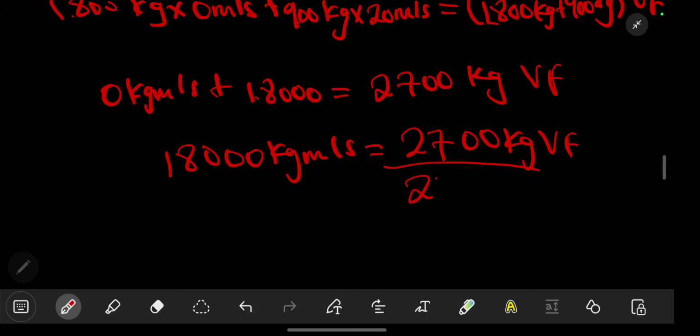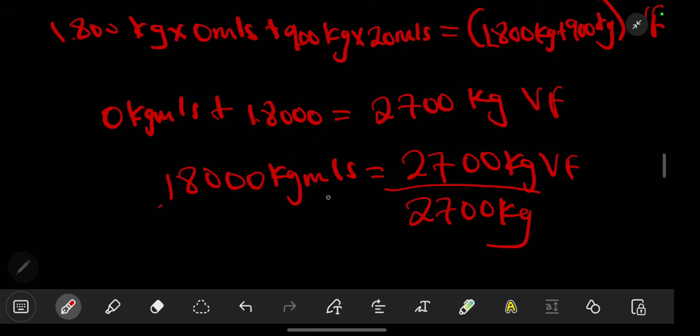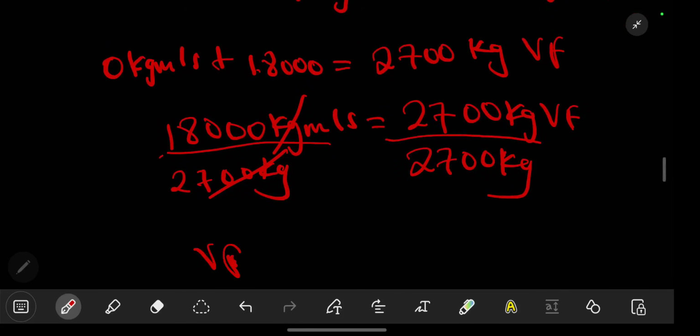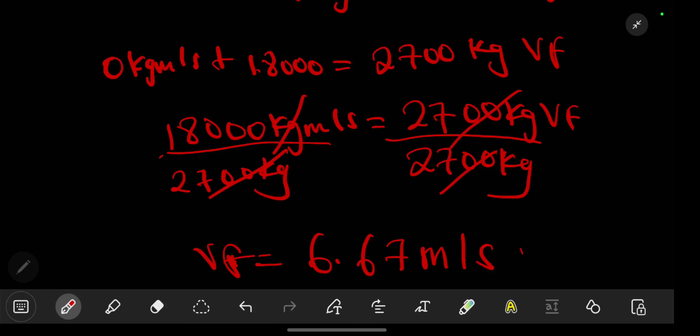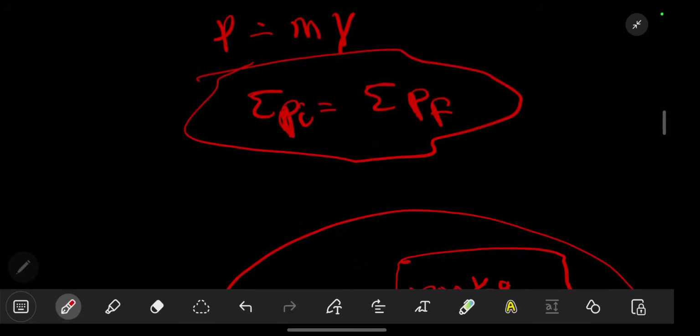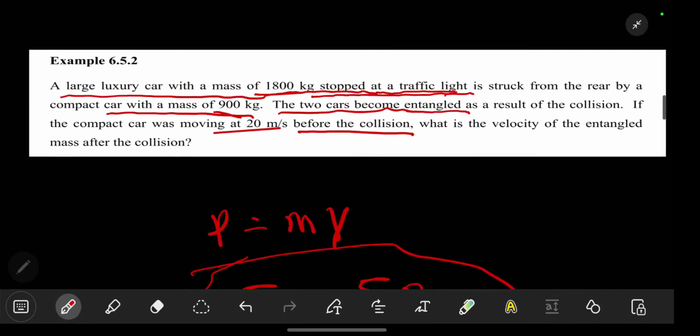We divide by 2700 kg. So V final will be equal to 18,000 divided by 2700. This gives us 6.67 meters per second. So this is the speed the two will move with. Let's look at our next question.